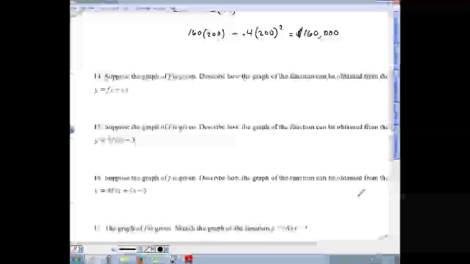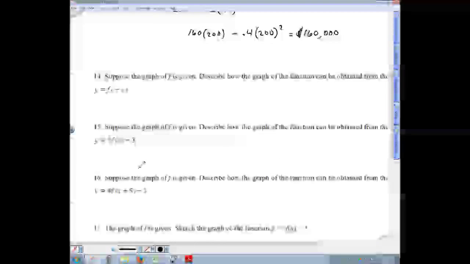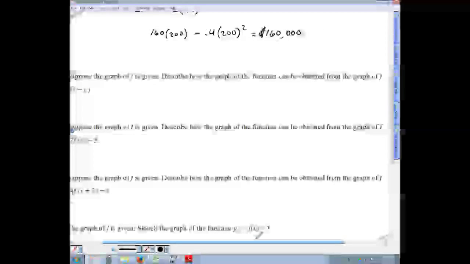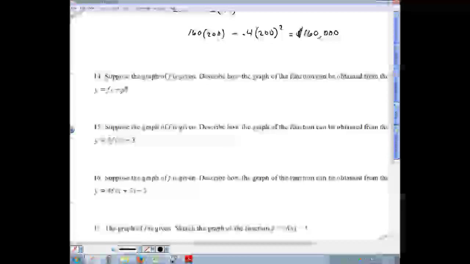now getting back into chapter 2 again. This would be from section 2.6. Suppose the graph of f is given. Describe how the graph of the function can be obtained from the graph of f. So really what they want is for you to write a statement that describes what's happening here. So f of negative x, that's the change right there, and this would be a reflection.